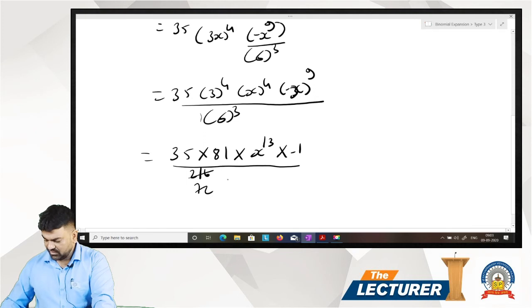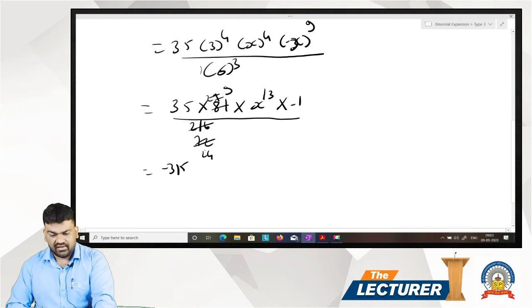81 divided by 3, that is 27. 27 divided by 3, that is 9. 72 divided by 3, that is 24. So 35 multiplied by 9 multiplied by minus 1, that is minus 315 x raised to 13 divided by 24.